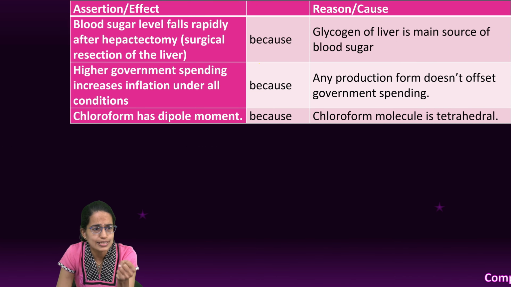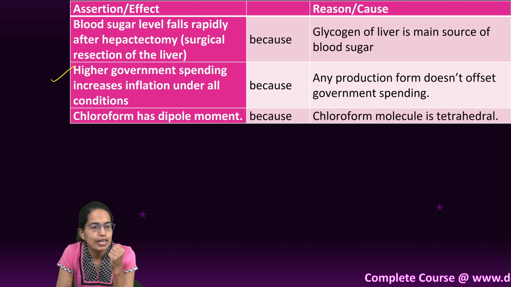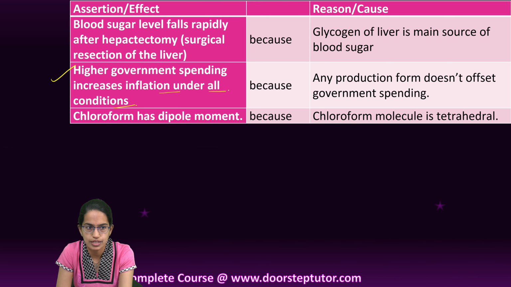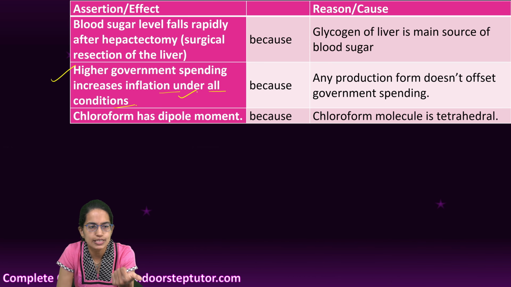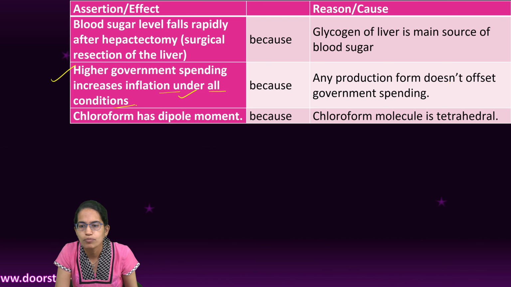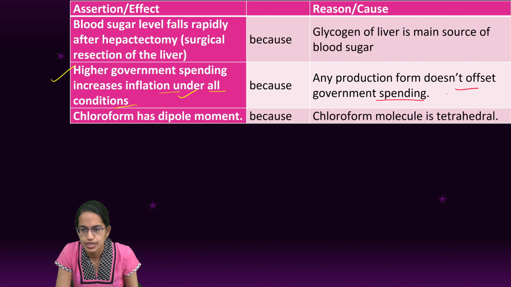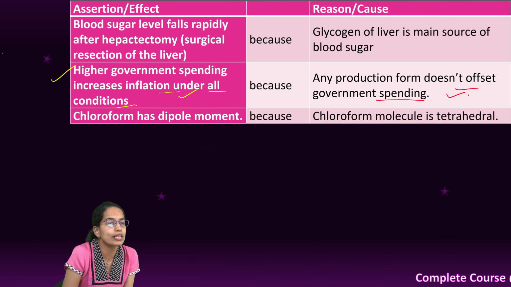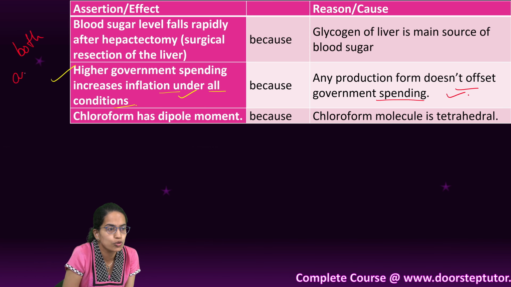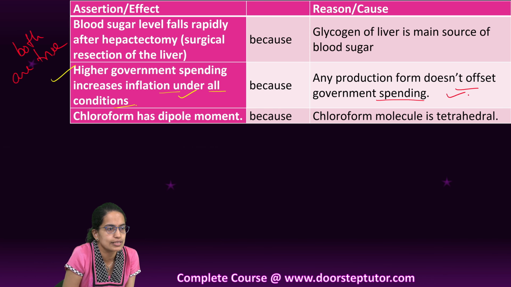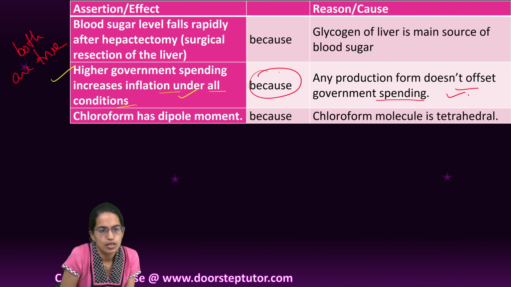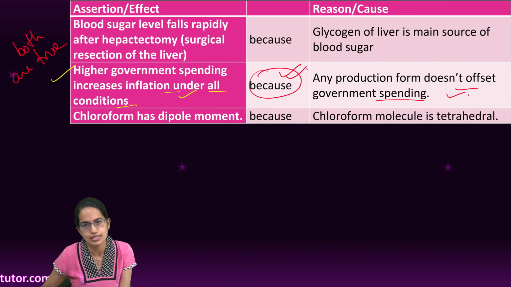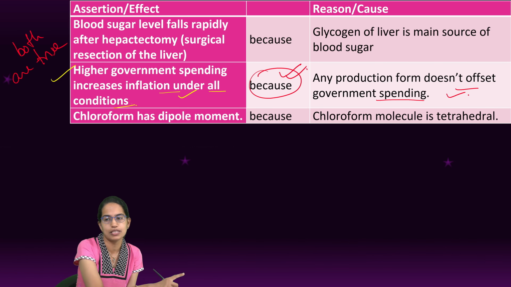Now, let's understand a few examples here. Higher government spending increases inflation under all conditions. So if government is spending more, it would lead to inflation. Definitely it's a correct statement. Any production form does not offset the government's spending. Again correct. Now, since both of them are correct, remember, only when both of them are true, only in those circumstances I can connect them with the word because. And then if it is again true, I can say yes, assertion is correct, reason is correct, and reason is the correct explanation for the assertion.